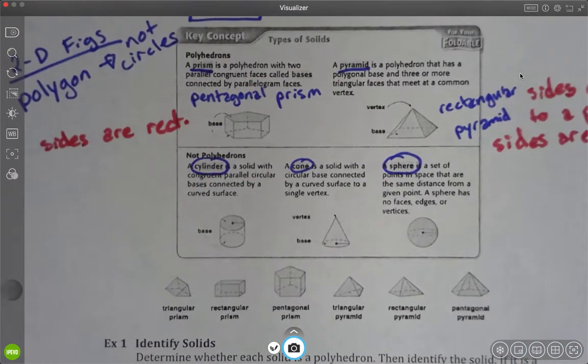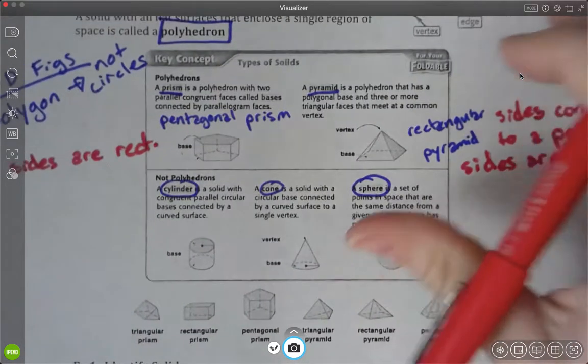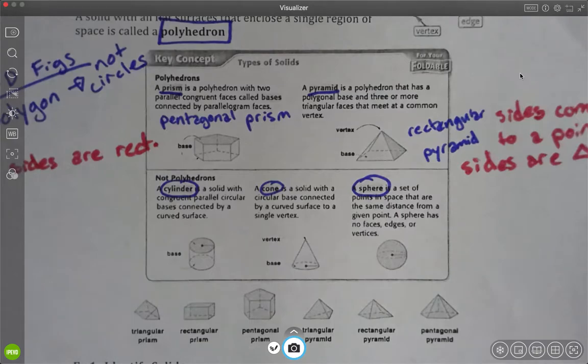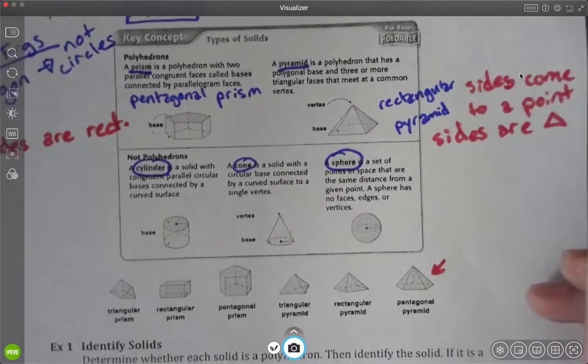Okay, let's talk about the bases of each one of these. What do you notice about bases? It doesn't necessarily have to be a square. You can have a pentagonal pyramid like this one down here, right? This one has a pentagon as its base. So it doesn't necessarily have to be a square.